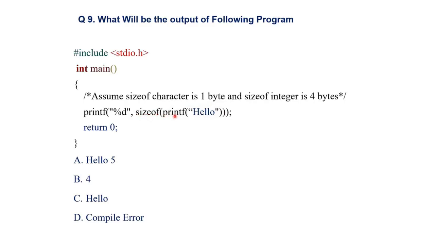And 5 is of integer type. So that means here the size of integer will be displayed, and the size of integer here is said to be 4 bytes. Hence the output of this printf function will be 4, and hence the correct option will be option B.